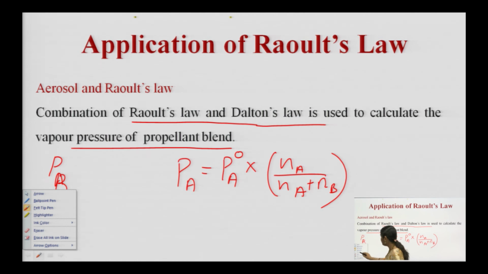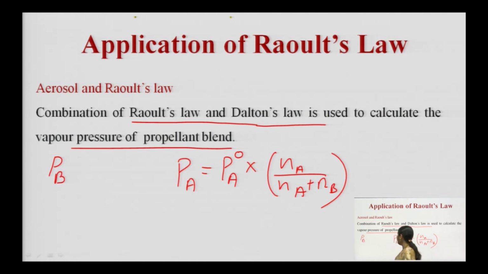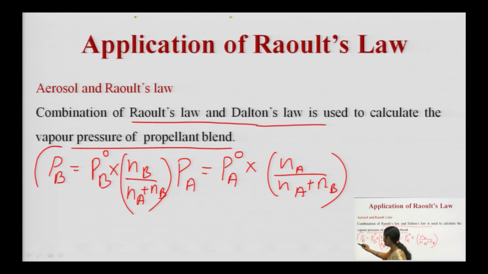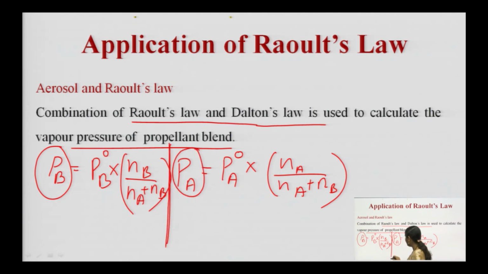Similarly, we can also get the partial vapor pressure of B, which is equal to the vapor pressure of B multiplied by Nb divided by Na plus Nb. So, in this way we can obtain the partial vapor pressure of B and the partial vapor pressure of A. These two are different, okay?